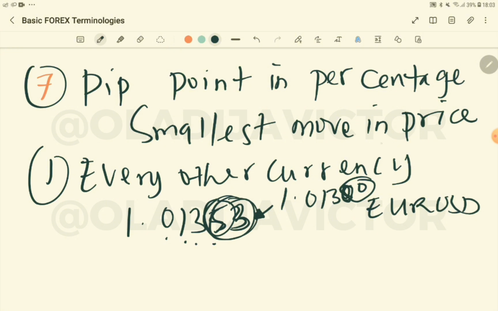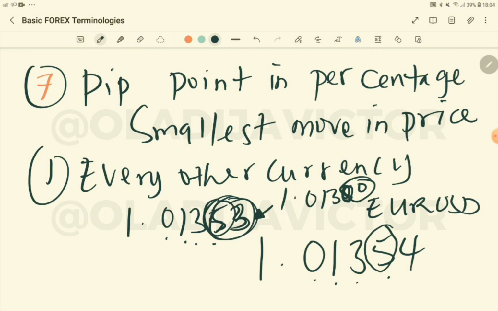Do you understand? So when you're calculating the pip for every other currency, you start from the 4th number after the decimal. So if you have 1.01354, you count 1, 2, 3, 4. This becomes the first number for your calculation of your pips. Or let's say it's 50, whatever it is.